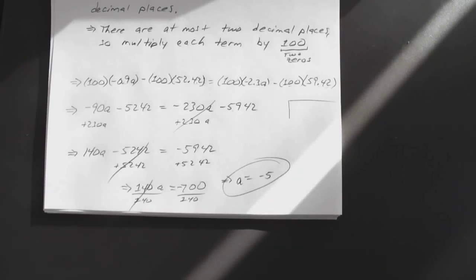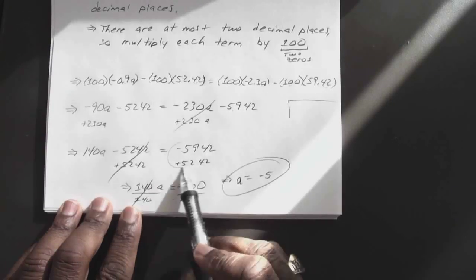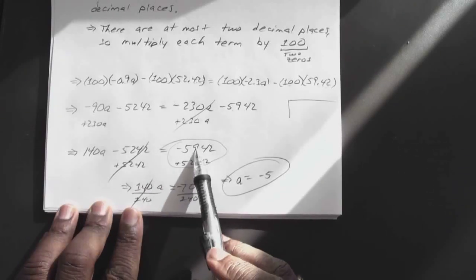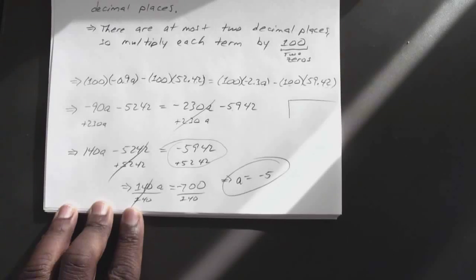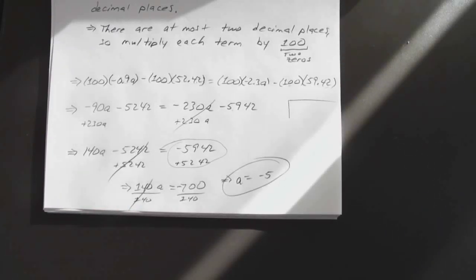All right. Yes. How did you get the sum number? Oh, we negative 5,942 plus 5,242. Okay. Any other questions on this one?